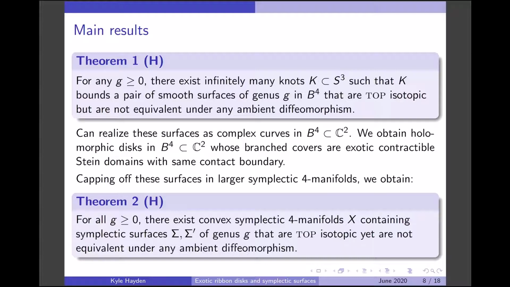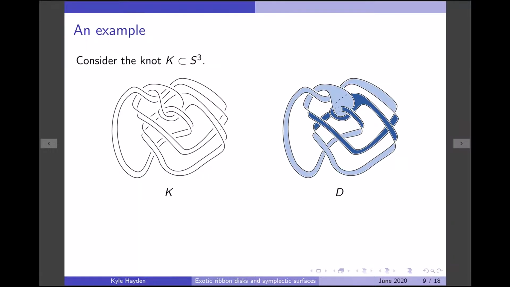But this construction also has other ways in which it diverges from existing constructions. For example, we can have arbitrarily large and negative self-intersection for these surfaces. Okay, so to illustrate these theorems, we're going to take as a running example a particular knot in the three-sphere with a particular pair of disks that it bounds. We'll use these to give examples of the first theorem and then sketch how they can be applied to obtain the second theorem. But here's our example.